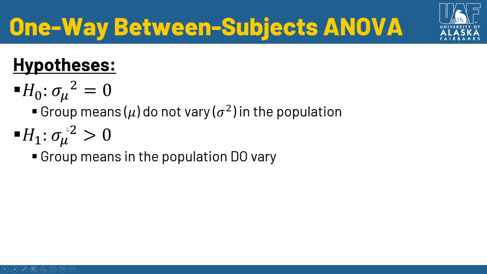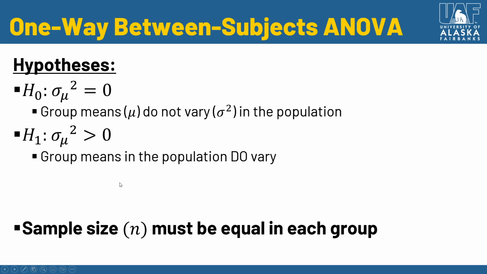And then if we're saying that that number is greater than 0 in our alternative, then we're just saying that the variance between groups is greater than 0, or it is positive. So in other words, there is variance between group means. So that's basically what our hypotheses are saying. No variance between group means, yes variance between group means. Right, that's just our way of notating it.